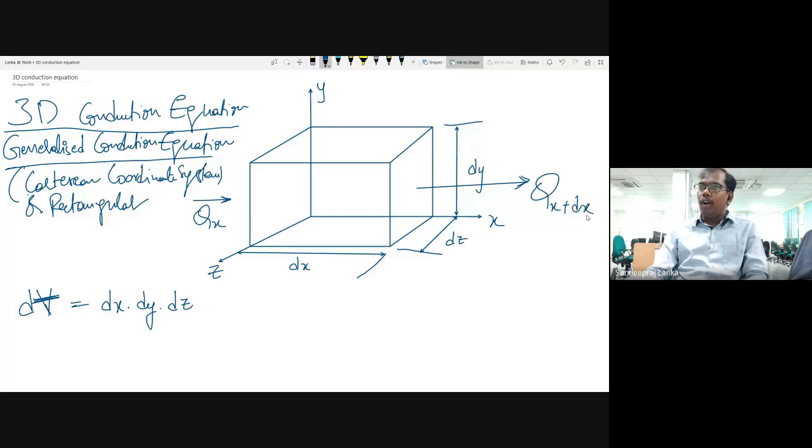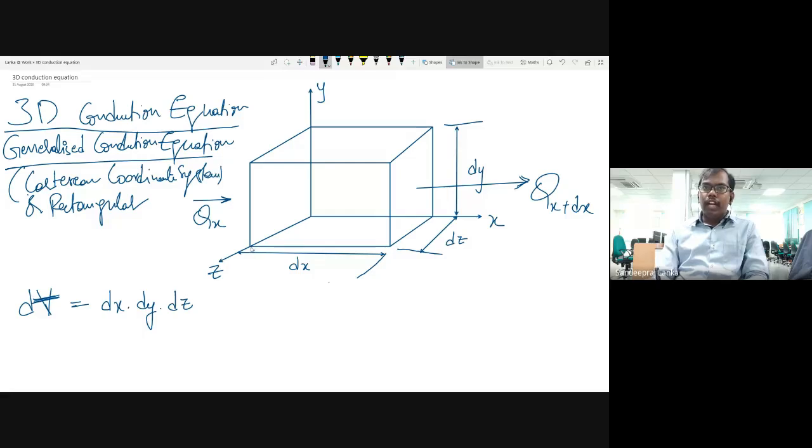What is this dx? This dx is accounting for the infinitesimally small change that has happened over this thickness, this distance. So this will be Qx and this will be Qx plus dx. Now I will take it in y direction.